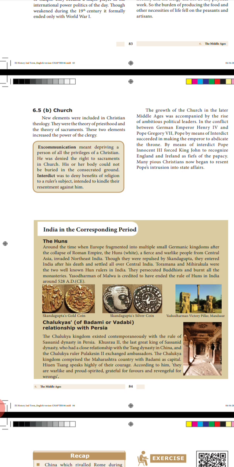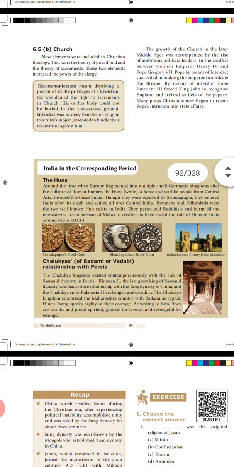Chalukyas, Badami or Vatapi, relationship with Persia. The Chalukya kingdom extended contemporaneously with the rule of the Sassanid dynasty of Persia. Khusru II, the last great king of the Sassanid dynasty, had a close relationship with the Tang dynasty. So when the Tang dynasty ruled in China, India and China had good relations. And the Chalukya ruler Pulakeshin II exchanged ambassadors.